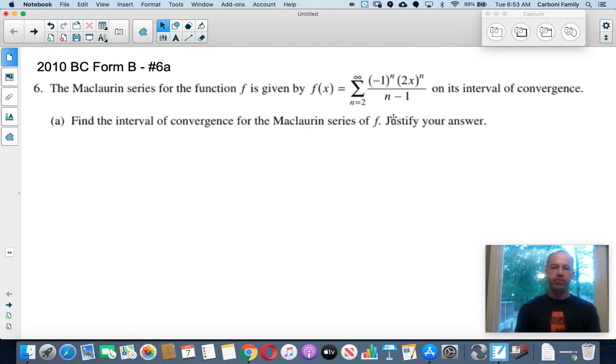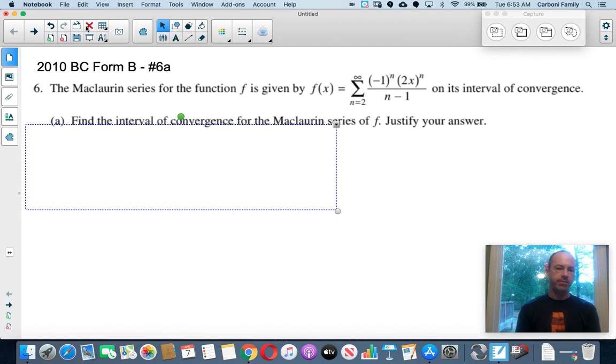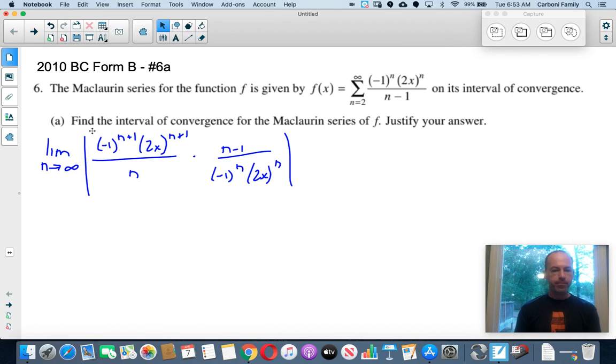So to do the interval of convergence, you'd have to set up the limit of the n plus first term divided by the nth term. I've gone ahead and set that up to save time. You do have to write this whole thing in detail because part of the points they give you is just for knowing and setting up the ratio test.